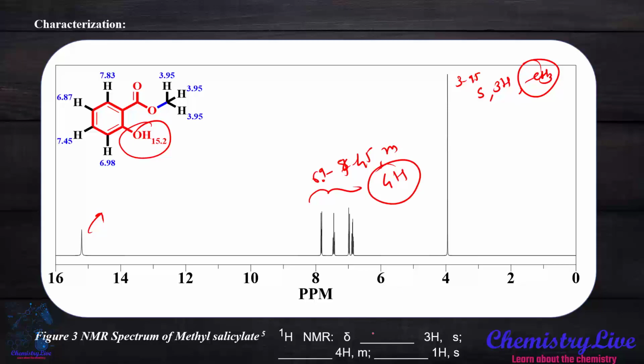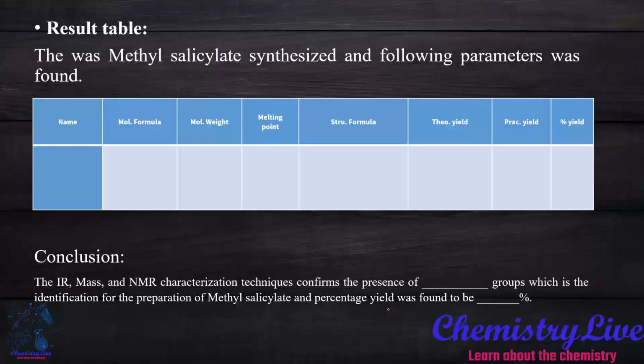So what we get here, if we write it down, is NMR delta 3H at 3.95 ppm. The multiplet is 6.9 to 7.45 ppm and the singlet is at 15.02. That is actually the predicted NMR, but it should resemble the actual NMR.